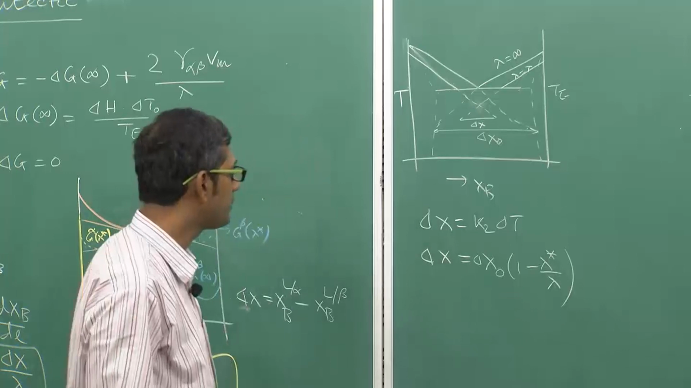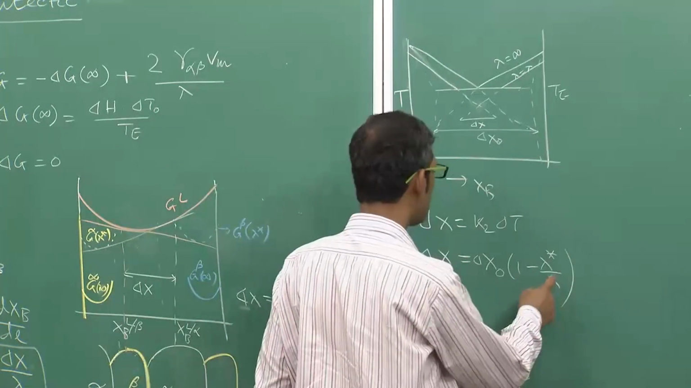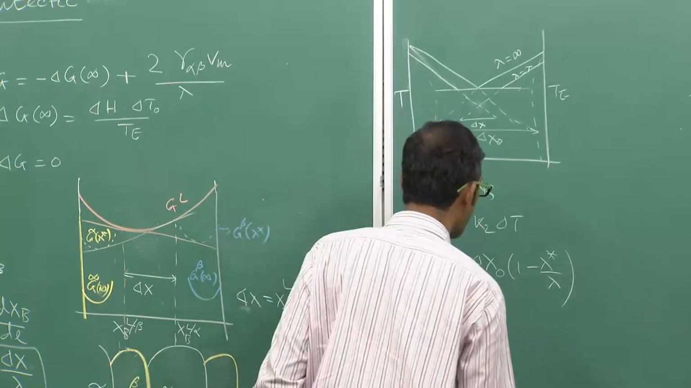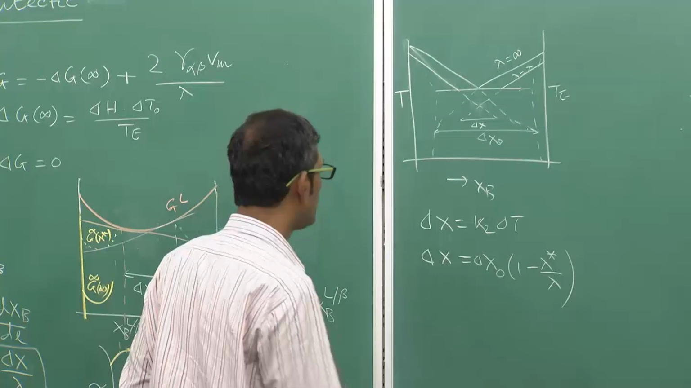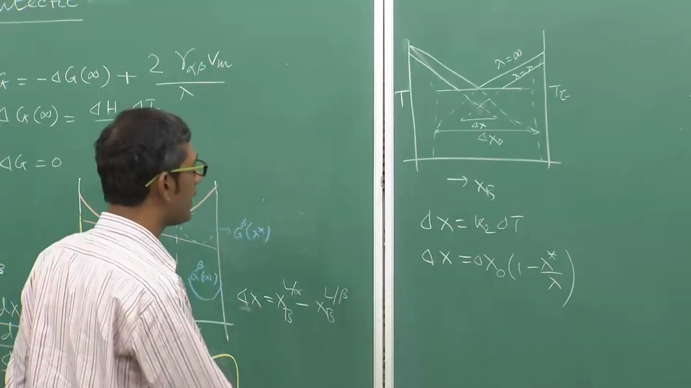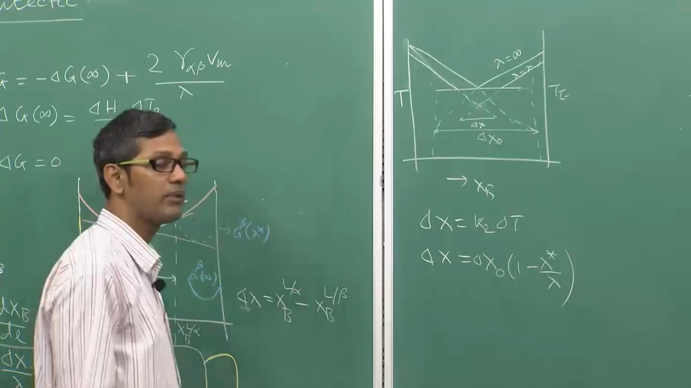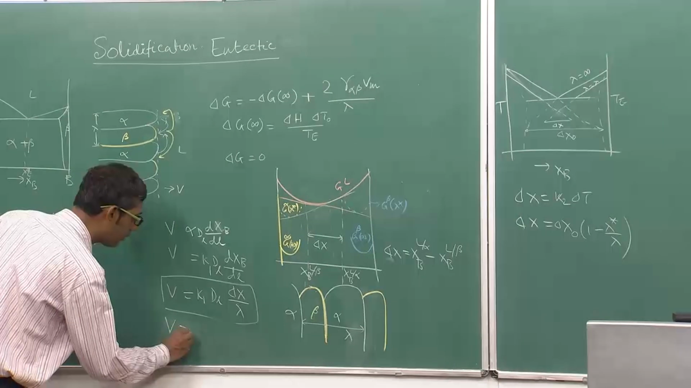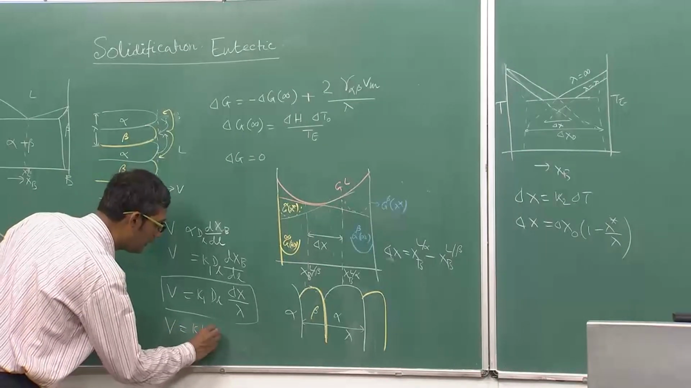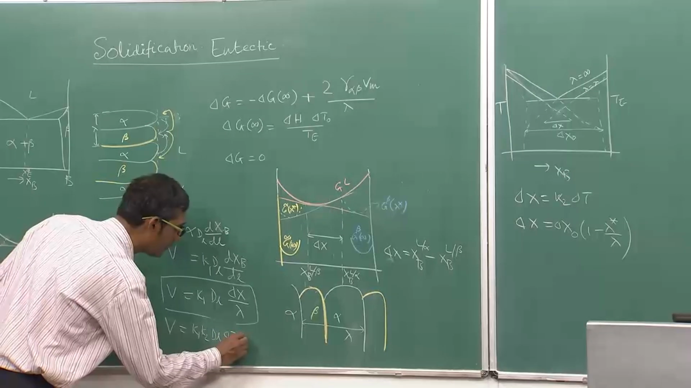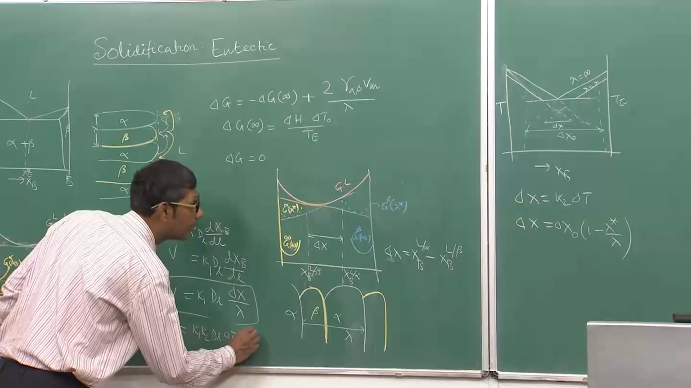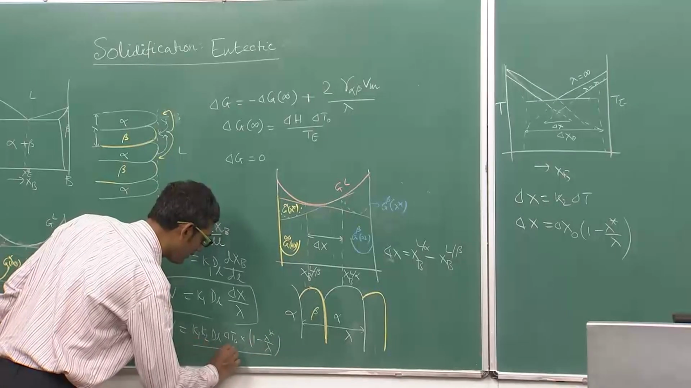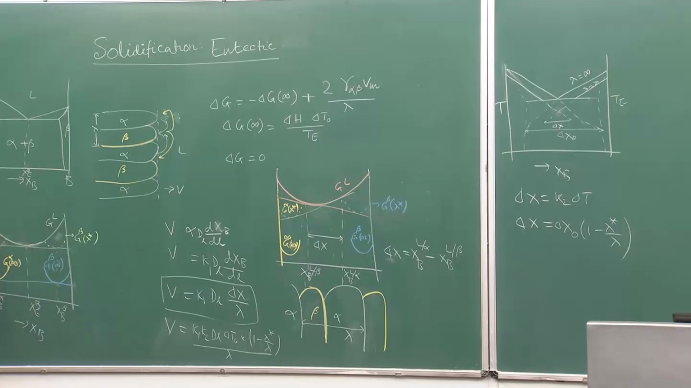That means when lambda becomes lambda star, then it is equal to delta x 0. Now, when lambda is a finite value, this value will decrease. Therefore, we can write delta x is equal to delta x 0 multiplied by 1 minus lambda star by lambda. Now, if I do it properly, V will be equal to K1 K2 D_l delta T 0 multiplied by that factor, 1 minus lambda star by lambda, divided by lambda. That is what you can write down, correct.